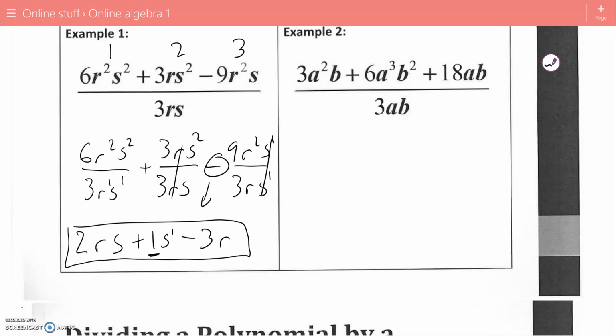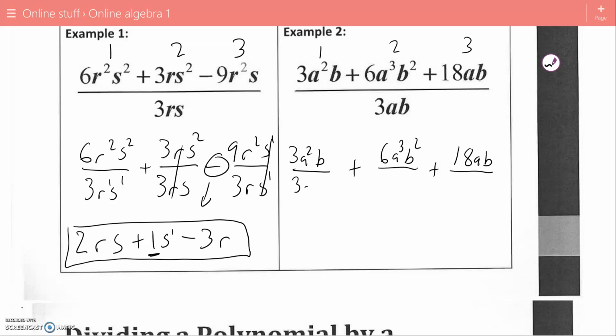I'm going to do the same thing on the next problem. I'll have maybe a few higher exponents, but it's the same exact process. I have 1, 2, 3 terms here, so I'm going to have 1, 2, 3 fractions, plus signs in the middle. Write all of my terms on the top, 3a squared b, 6a to the third b squared, 18ab. On the bottom, I'm going to have all of them.